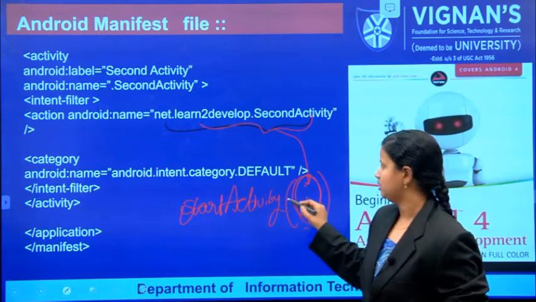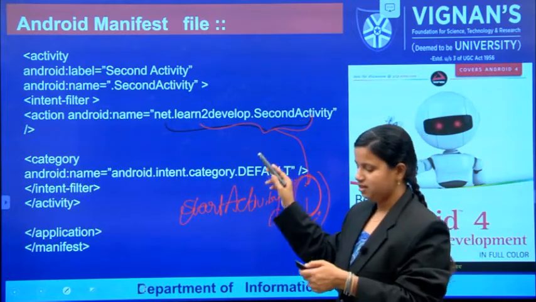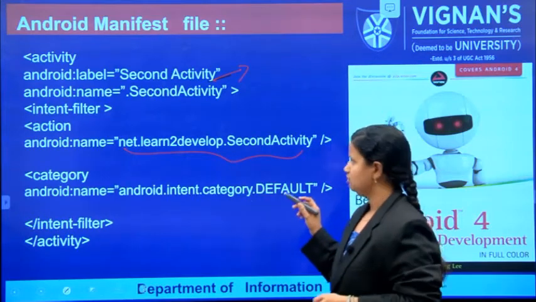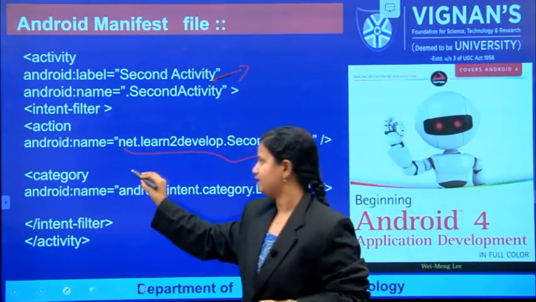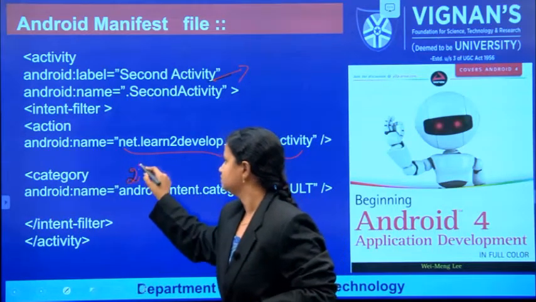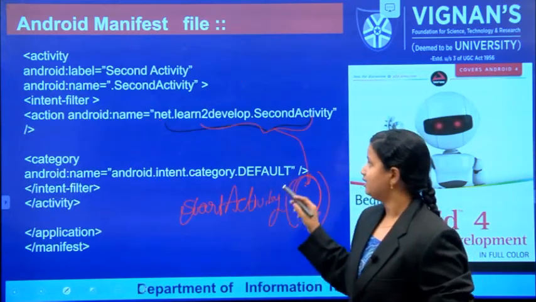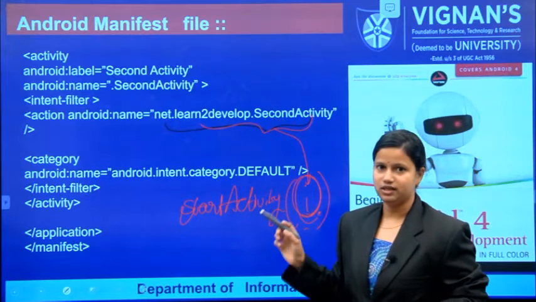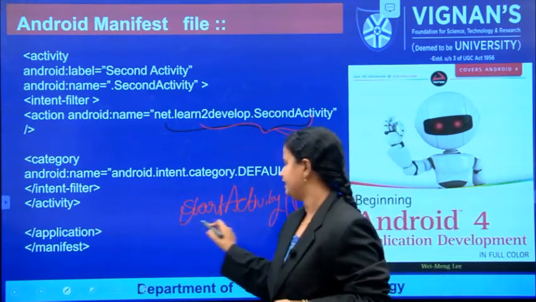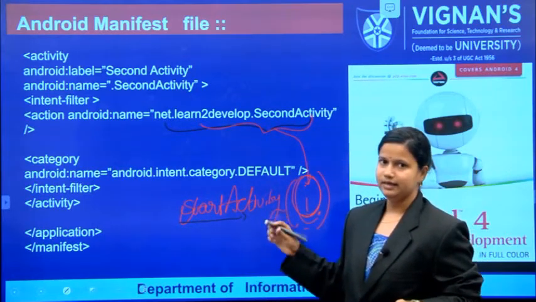When you see net.learn-to-develop second activity, the previous one also has the same name. The second activity has the name second activity, and the third activity also has the name second activity. That means at the time of starting an activity, when you are calling an intent, it has a collision.